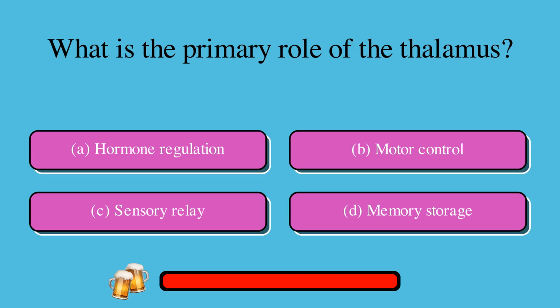What is the primary role of the thalamus? A. Hormone regulation, or B. Motor control, or C. Sensory relay, or D. Memory storage. The correct answer is C. Sensory relay.